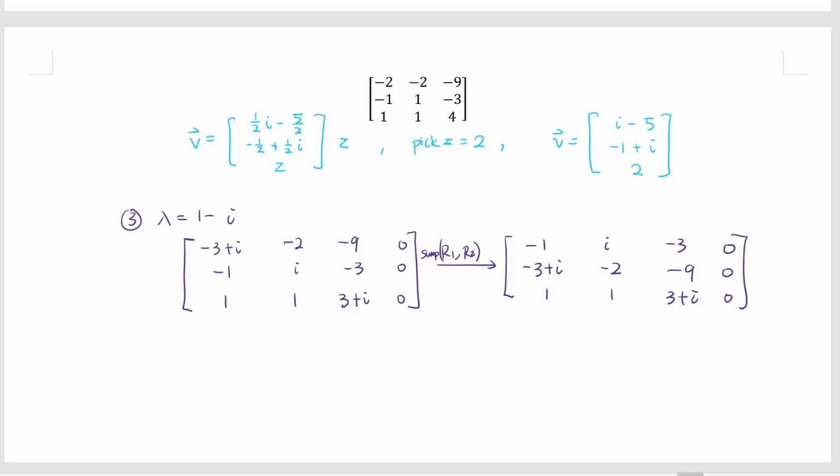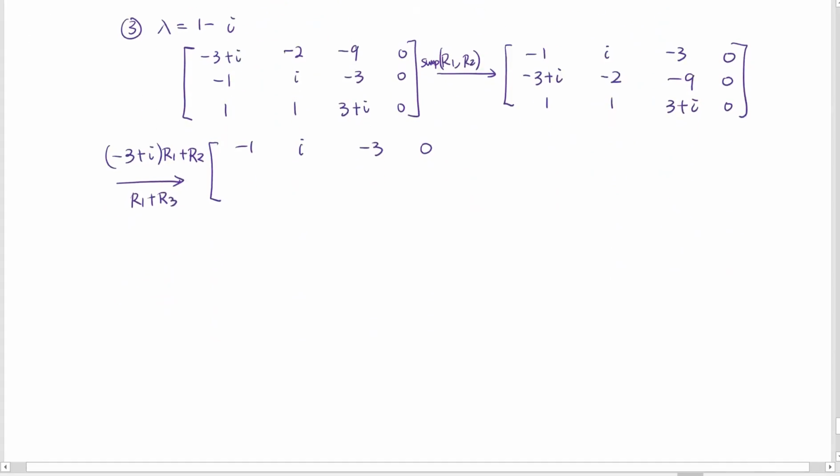Okay, and then use the 1,1 entry to kill the entries below it. So how can we do that? We use the minus 1. We use negative 3 plus I times row 1 added to row 2, right? Then we can kill it. And we use row 1 added to row 3. Minus 1, I, negative 3, and 0. Let's leave more space here. Alright, scratch paper. Ready?